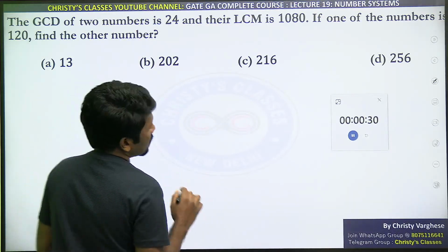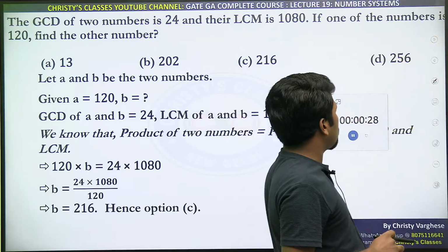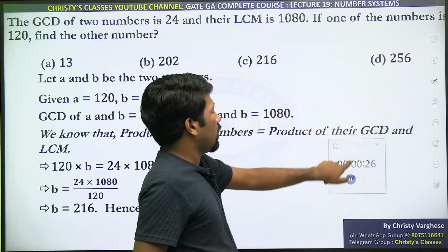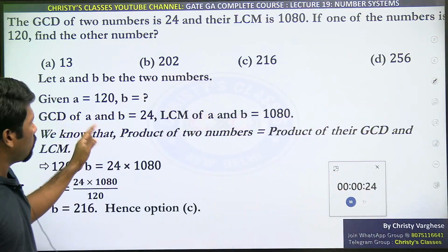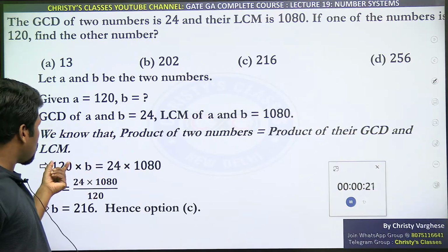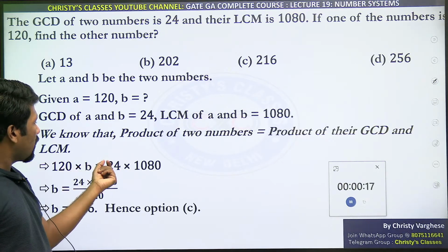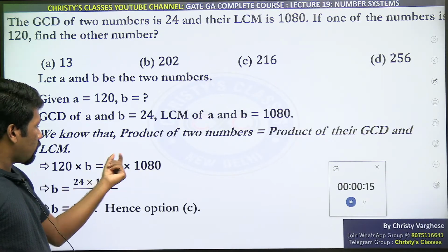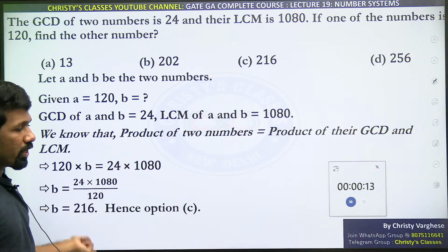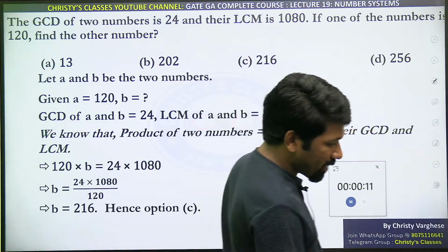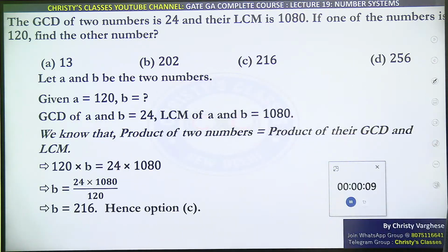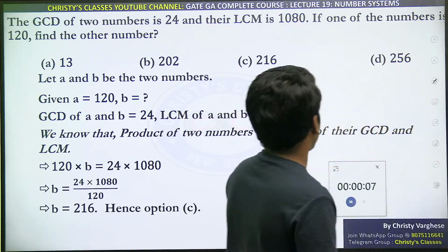As I told, GCD और LCM का product वो दो numbers का product से equal होगा. A and B दो numbers है तो A into B and GCD into LCM दोनों equal होगा. So if B is that second number, 120 into B will be LCM into GCD, that is 24 into 1080. उसको simplify किया तो वो missing number B मिलेगा. Hope all of you understood it. So that relation keep in mind.